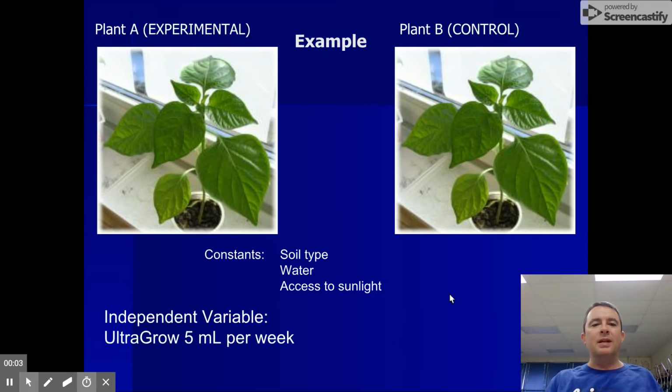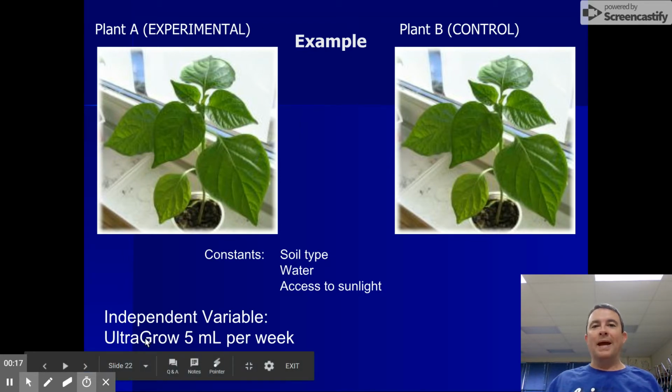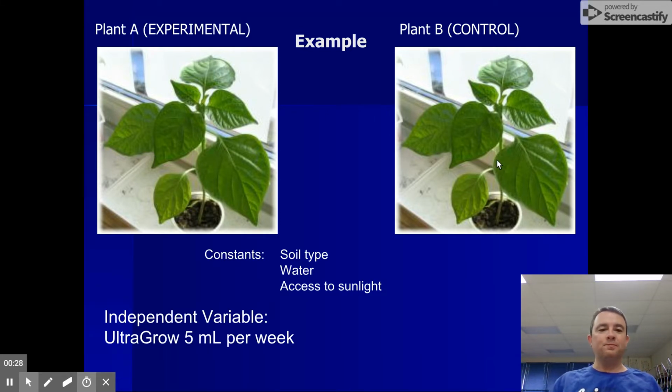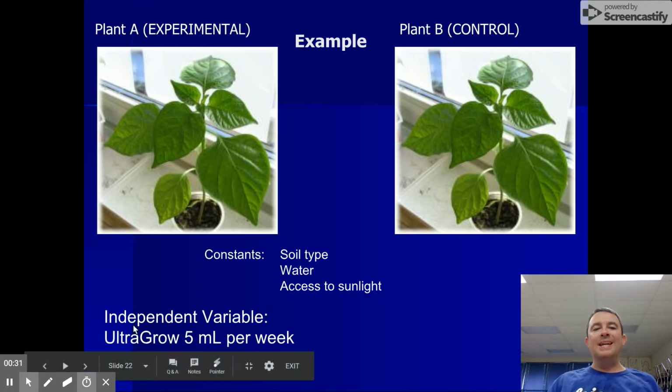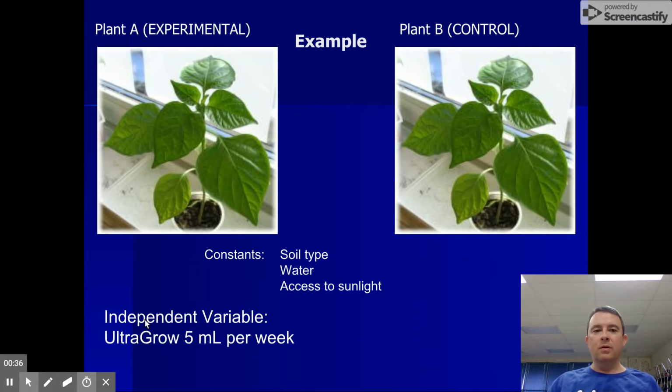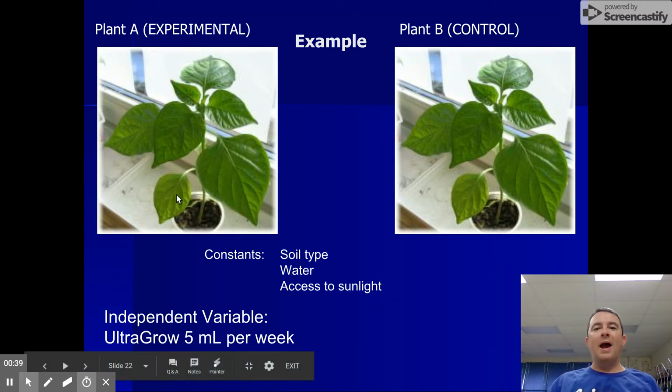So the independent variable is the factor that I'm going to manipulate in order to test my hypothesis. Remember, the hypothesis was that Ultra Grow, this magnesium enriched fertilizer, would cause pepper plants to grow at a faster rate than plants not treated with the Ultra Grow. So, to put it simply, the independent variable is the one thing, the one factor that is different about how I'm treating the two groups of plants.